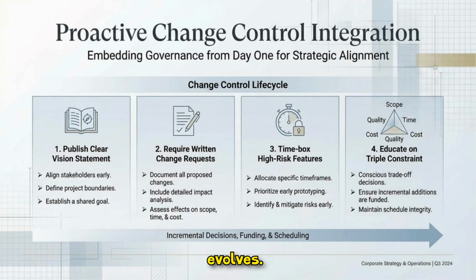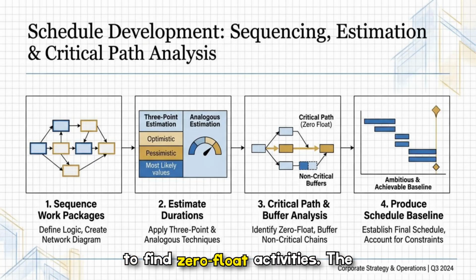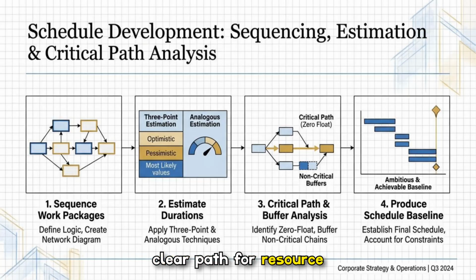Developing the schedule means sequencing work packages, estimating durations using 3-point and analogous techniques, and running a critical path and buffer analysis to find zero-float activities. The flow from network diagram to baseline produces an ambitious yet achievable schedule, giving a clear path for resource planning and milestone tracking shown on the accompanying charts.